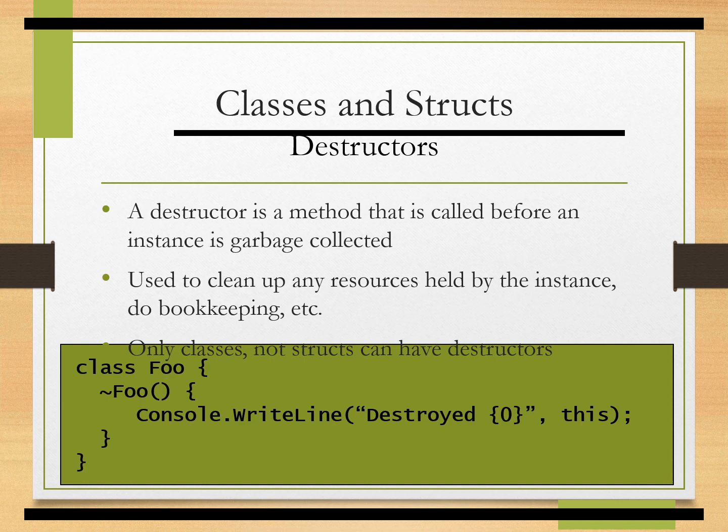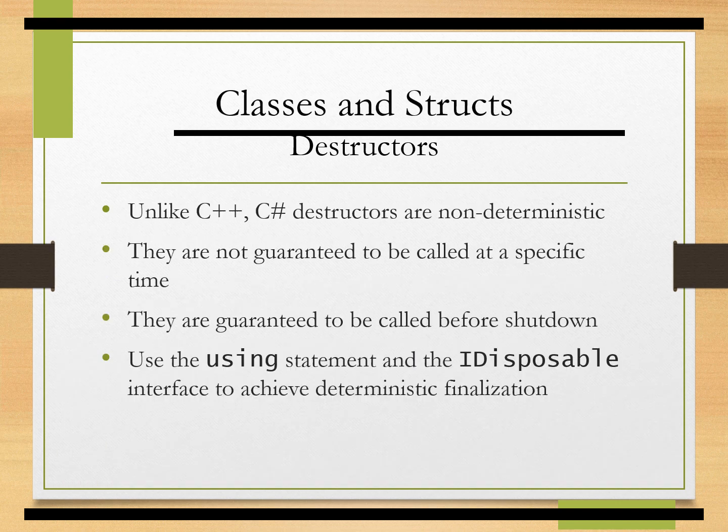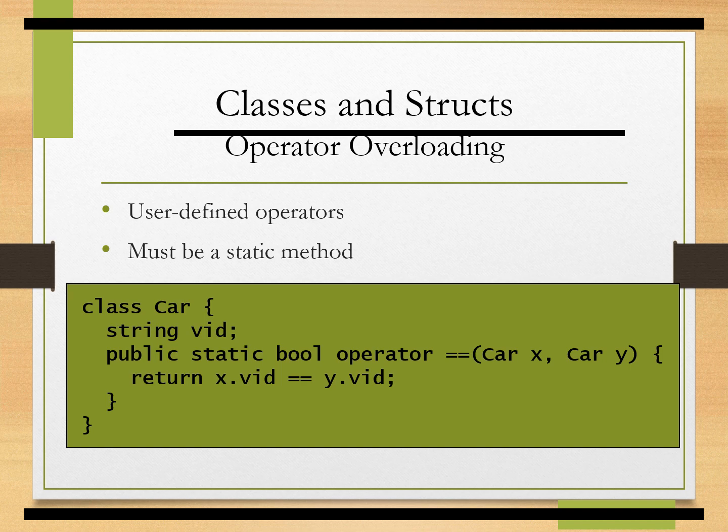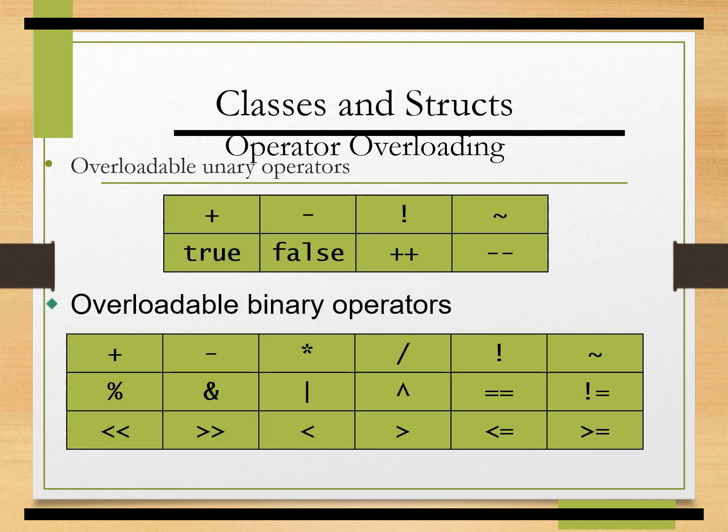The destructor is to be invoked automatically. If your destructor is handled by the using statement, IDisposable is responsible. A user-defined operator must be a static method. You just assume operator overloading. Just see operator overloading as the main concept. Just know what is meant by overloading.